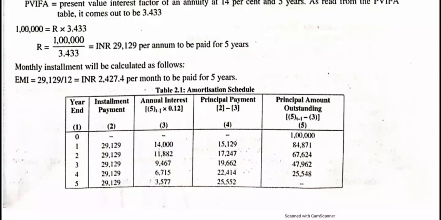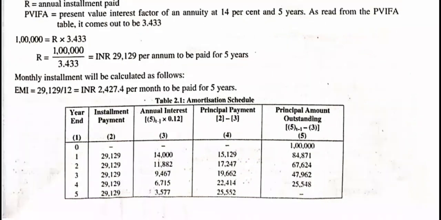At the end of the first year, how much installment will you pay? 29,129 per year installment. Now, how do we calculate the annual interest? The interest, as you see here, is 14%. That 14% on 1 lakh rupees, 1 lakh into 14%, gives you 14,000. Now, how do we calculate the principal payment?